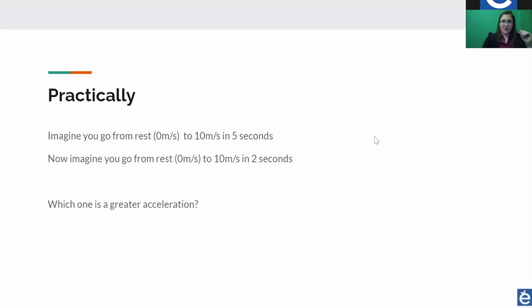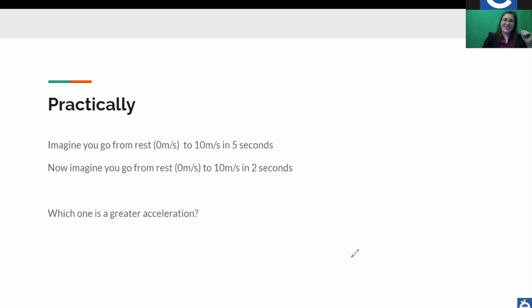Okay, and we'll do another problem. Oh, look, I love zeros and fives. I love zeros, fives, and tens. So first, let's visualize this. You go from rest to 10 meters per second in 5 seconds. Now try 0 meters per second to 10 meters per second in 2 seconds. Same change in velocity, not speed. Shorter time. Which one has a greater acceleration? The shorter time period.